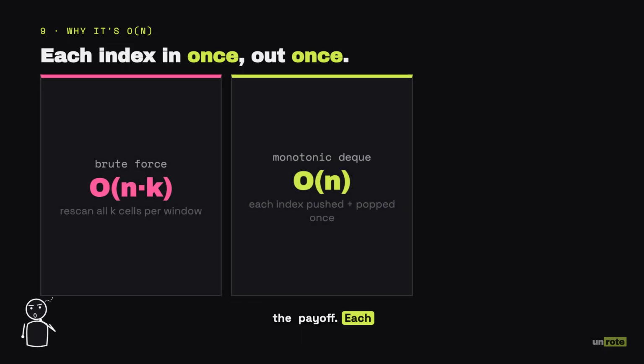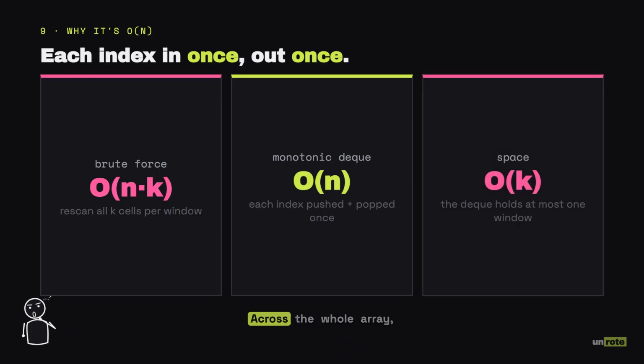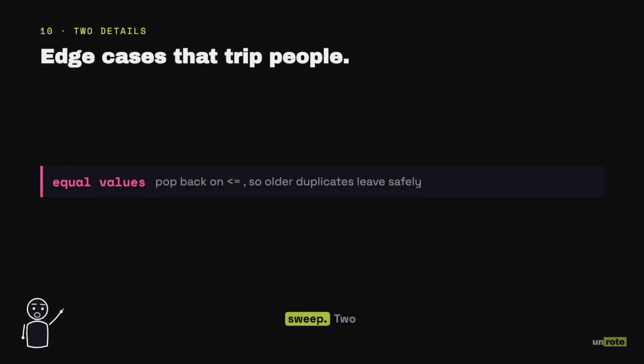Now the payoff. Each index is pushed onto the deque exactly once and popped at most once. Across the whole array, that is linear work, order n, no matter how large k is. The brute force was order n times k. We traded rescans for one sweep.